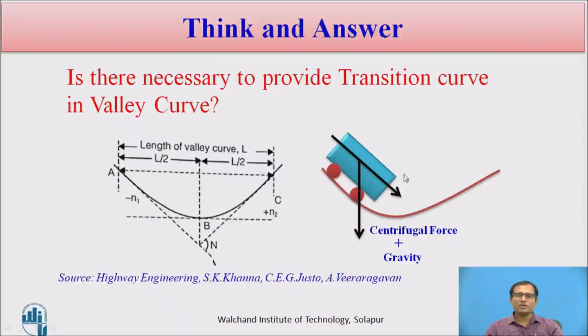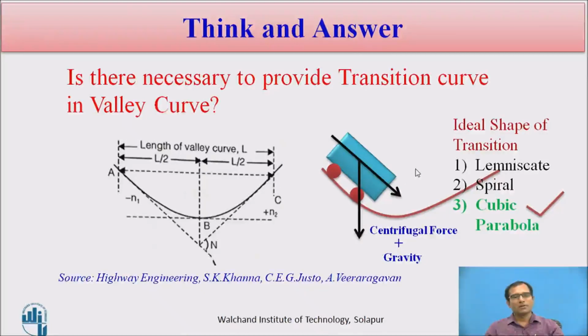The next question is, what is the ideal shape of the transition curve? We know that there are three shapes used for road construction: lemniscate, spiral and cubic parabola. Because the deviation angle is small in valley curves, the paths followed by lemniscate, spiral and cubic parabola are similar. But among all three, we select the cubic parabola as the ideal transition curve because of its setting out property, the ease of calculating the coordinates.